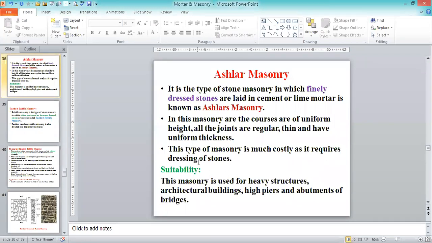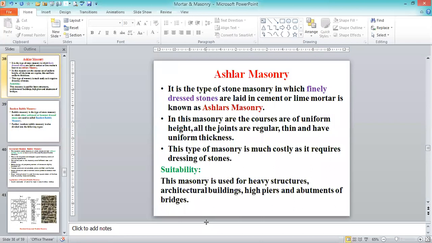So ashlar masonry will have finely dressed stones. That is what we call ashlar masonry. This is used for architectural purposes itself. Here the joints are also uniform because the header or stretcher courses will be uniform. All the joints are regular, thin, and of uniform thickness.